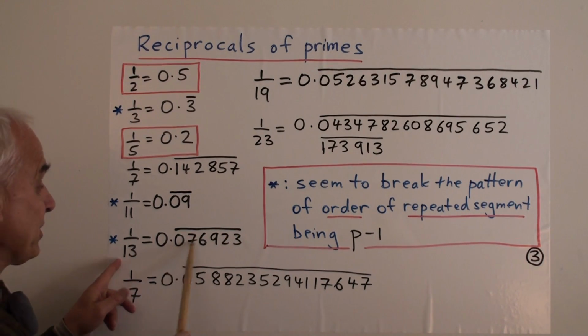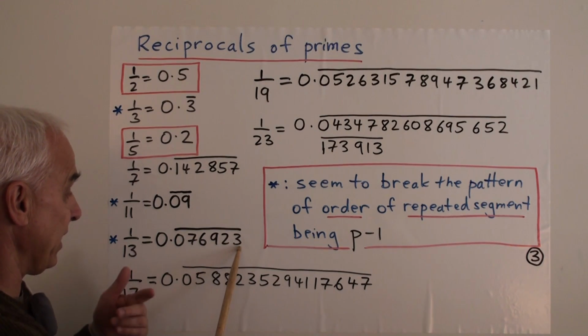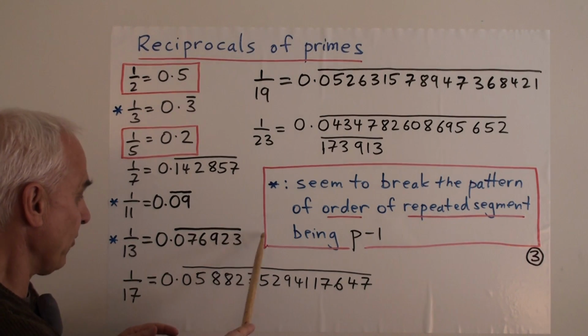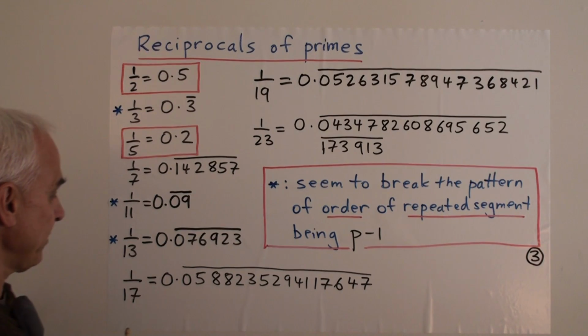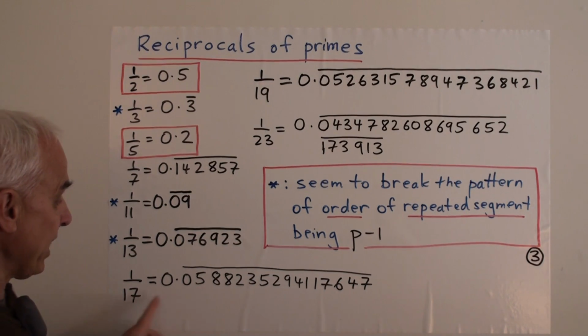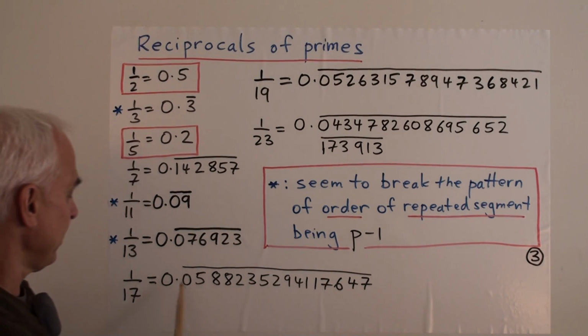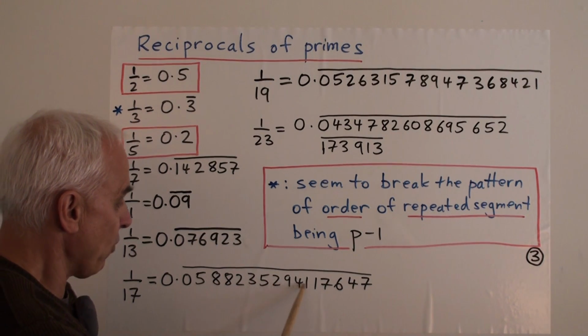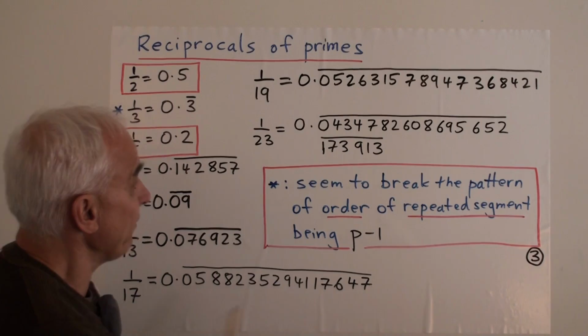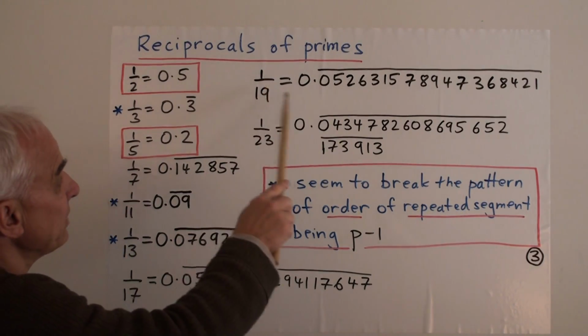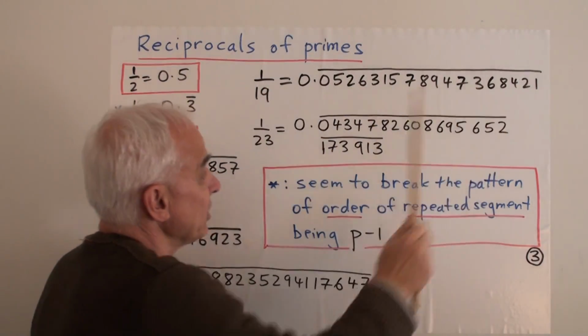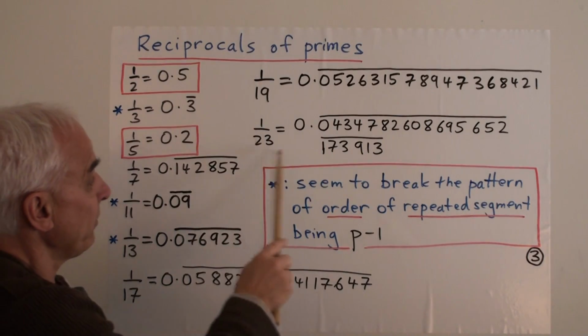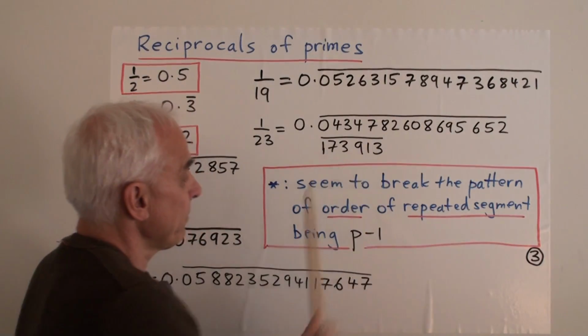1/13 is 0.076923 repeating. So after that it becomes 0.76923 and so on. 1/17 we get a much longer cycle: 0.0588235294117647. With 1/19 we get another longish cycle, and 1/23 yet another one.